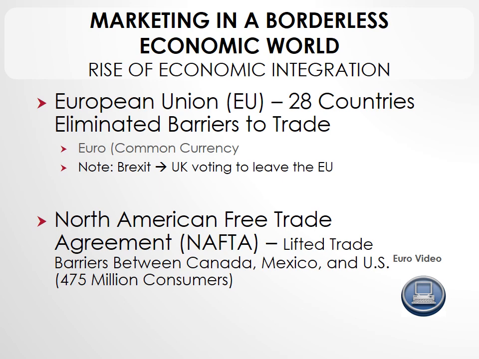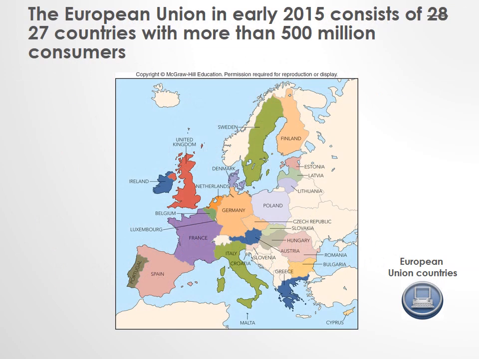is the North American Free Trade Agreement, or NAFTA. This lifted trade barriers between Canada and Mexico and the U.S. As you know now, the current U.S. government is looking at attempting to change that NAFTA agreement. Once again, remember, these are two of our three largest trading partners. Here's an example. So with the countries that are in the European Union, of course, once again, there are 28 and not 27 because the United Kingdom is now out.